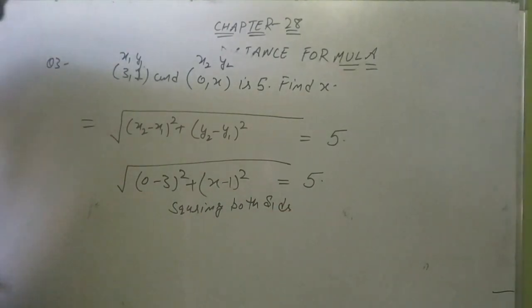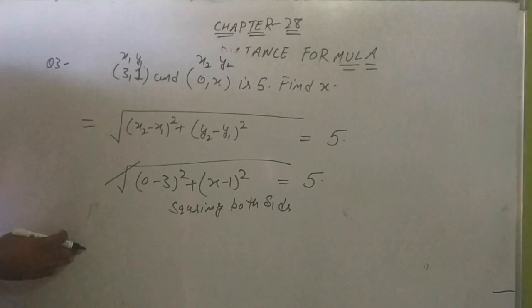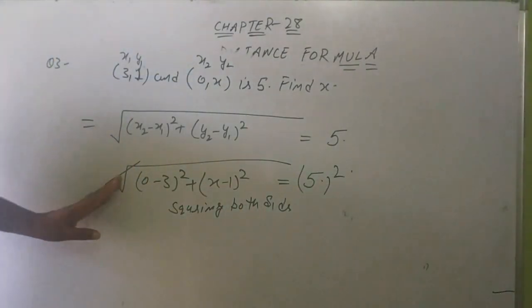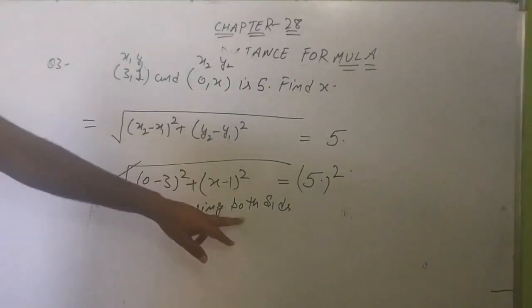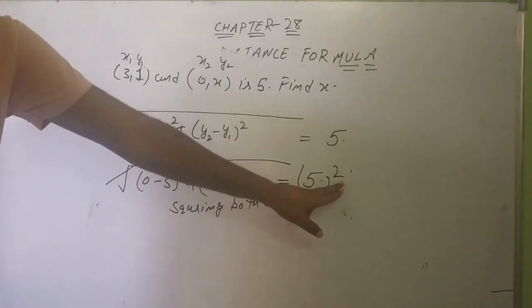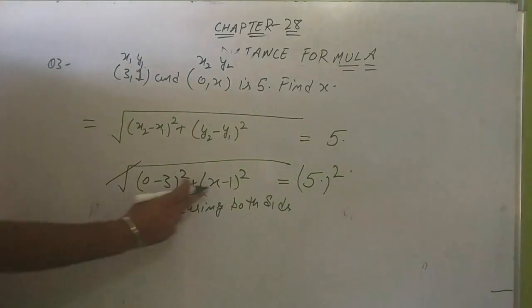दोनों पासे बेटा scaling कर दो. When you do the scaling on both sides, this side under root will get cancelled and this one will become 5 square. Under root इधर cancel हो गया, squaring both sides. Here the under root will get cancelled and here will become 5 square. Now minus 3 square is equal to 9.